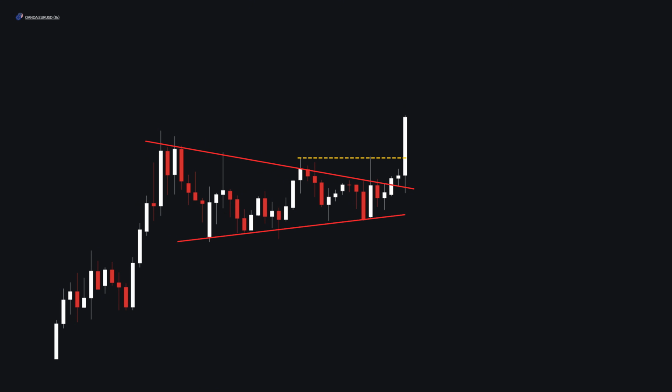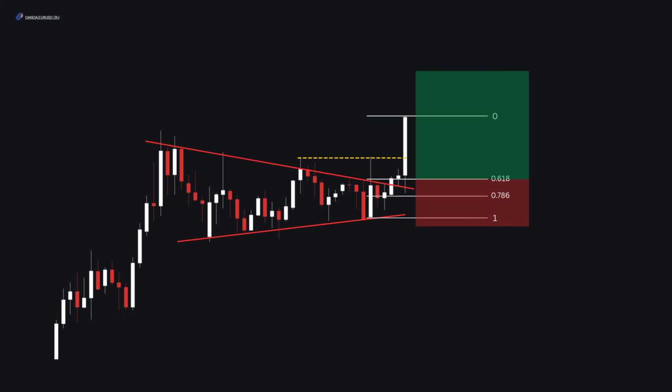And now we have two entry methods here. First, we can wait for a pullback and then find any candlestick confirmation. Second, we will apply the retracement tool from the start to the end of this move, and set our pending order precisely at this 0.618 level. And we will target a 1:2 risk to reward ratio. And after full confirmation, we have a winning trade with great reward and low risk.